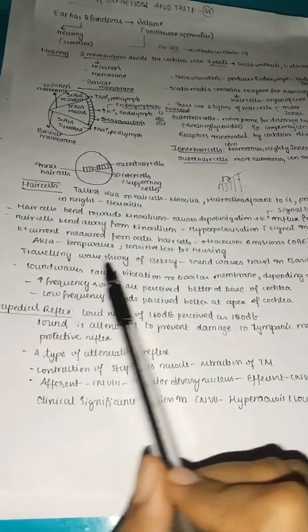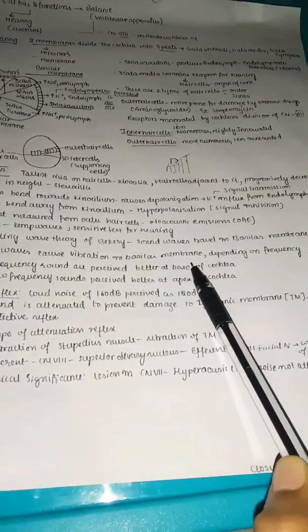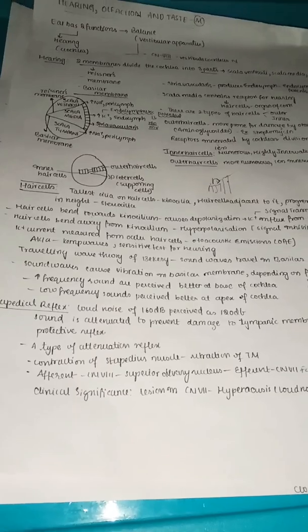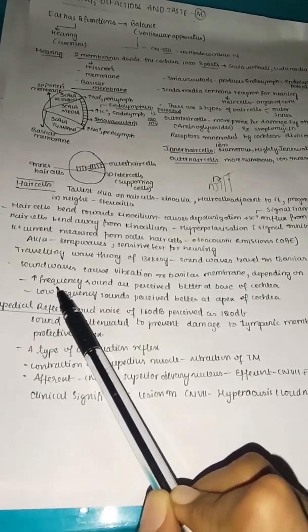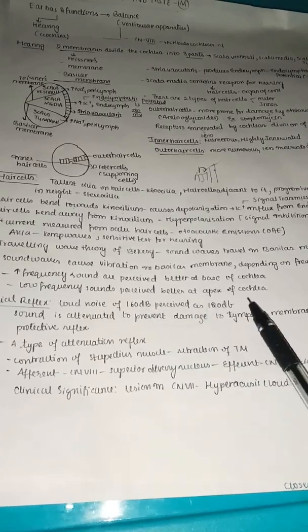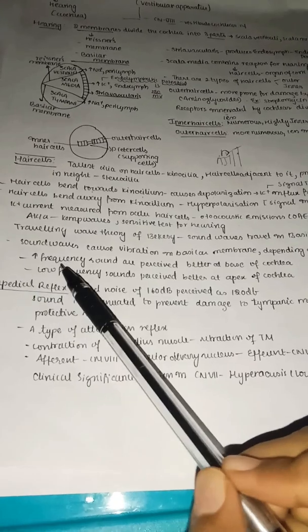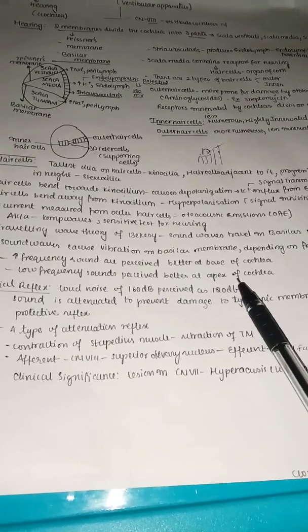So you can see here the traveling wave theory of Békésy. The sound waves travel in the basilar membrane. The sound wave causes vibration in the basilar membrane depending on the frequency. So according to the frequency of the sound which is coming, the basilar membrane vibrates accordingly. So higher frequency sounds are perceived better at the base of the cochlea, and low frequency sounds are perceived better at the apex of the cochlea. Very important point. So high frequency sounds, like loud noises, are better heard at the base of the cochlea, and low frequency sounds are better heard at the apex of the cochlea.